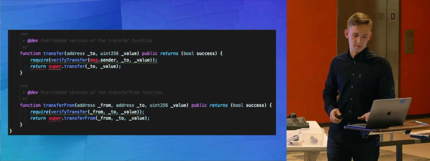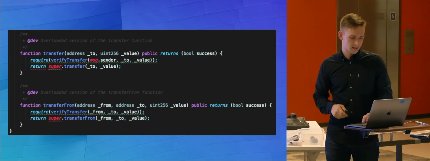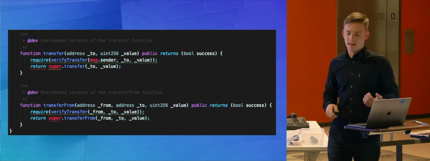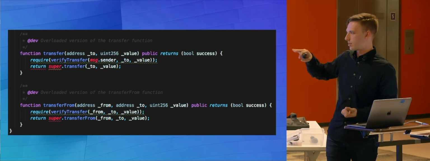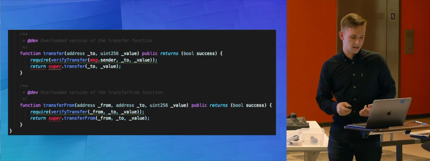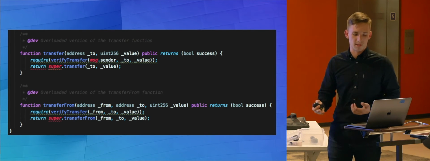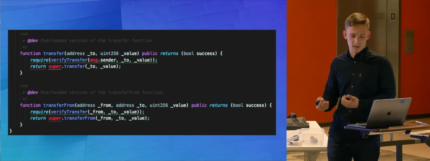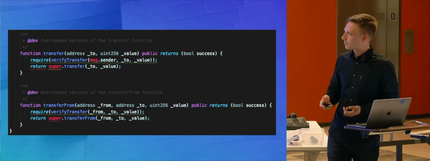So here's a snippet for an implementation of ST20. This is just the overloaded transfer and transfer from functions. So they're required to call verify transfer and make sure that it returns true before calling the inherited basic ERC20 implementations of transfer and transfer from. And you can see that this differs from our token's approach and falls more in line with the community implementation of ERC20, because if verify transfer returns false, this transaction will revert and fail on chain, and no transfer event will be emitted.